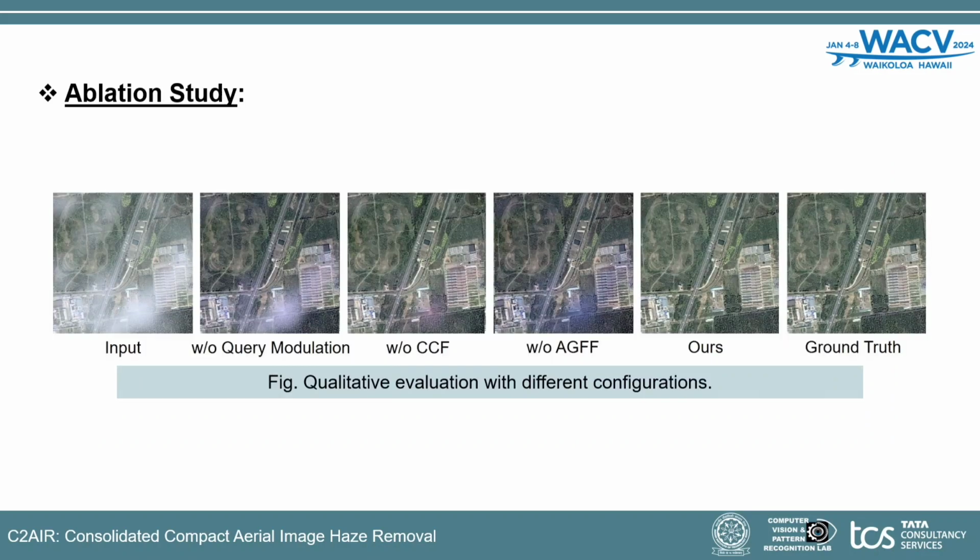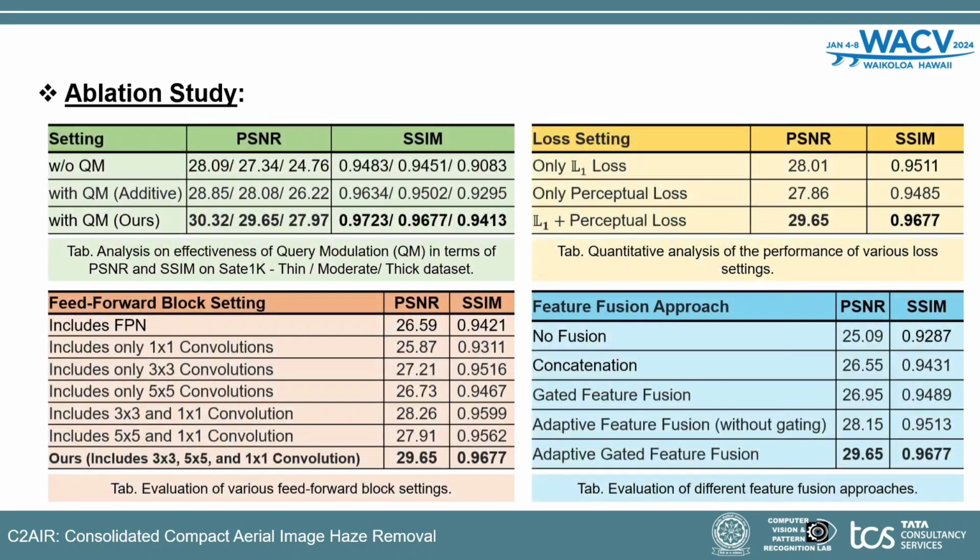These are the qualitative results using different settings of training. Here we have analyzed the method without using the proposed blocks. As we can see, the proposed method is able to give better results than the other settings. These are the quantitative results using different available settings. The proposed setting is consistently outperforming the existing methods.